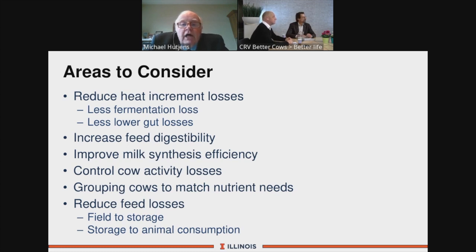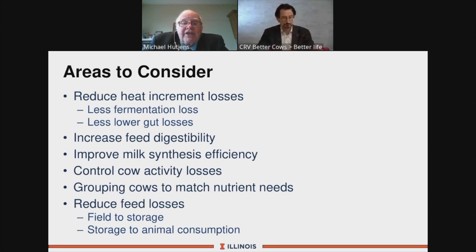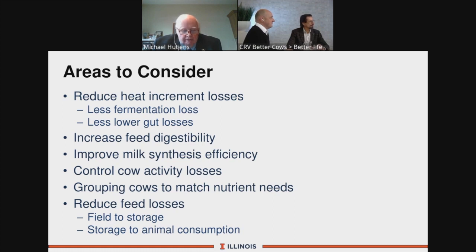Controlling activity losses. Obviously, when cows are out and about on pasture, they utilize a significant amount of energy walking in the pasture, grazing, and also going to the milking parlor. That's becoming a factor in the U.S. Some of these cows in herds that have 2,000 or 3,000 cows walk significant distances when they're being milked 3 times a day. And of course, the big one down there is reduced feed losses as well. So it looks like I have used my full allotment of time here.